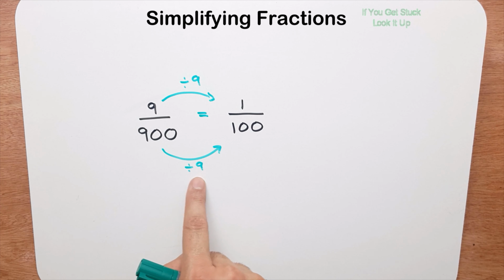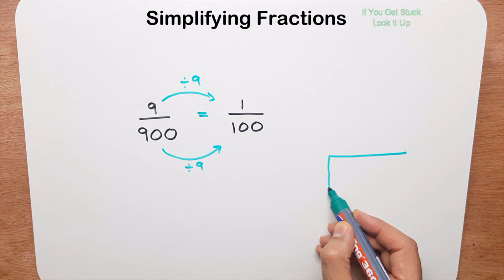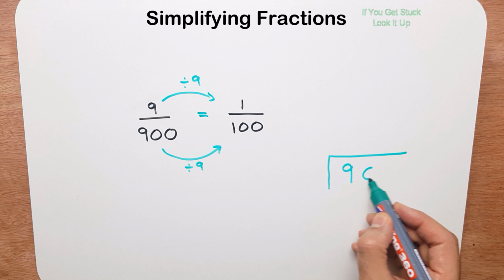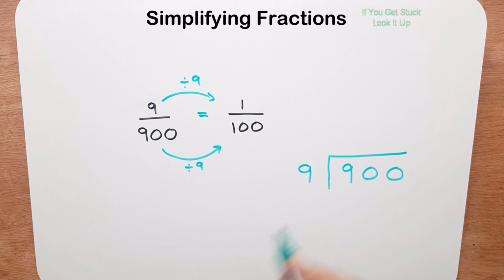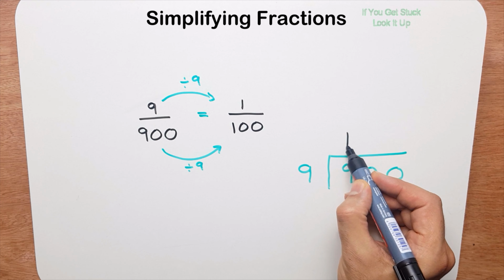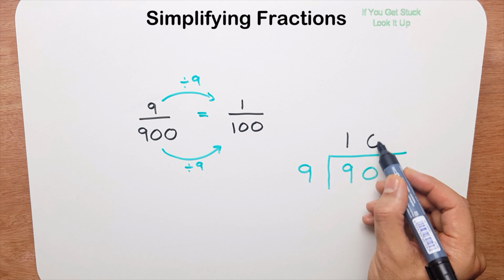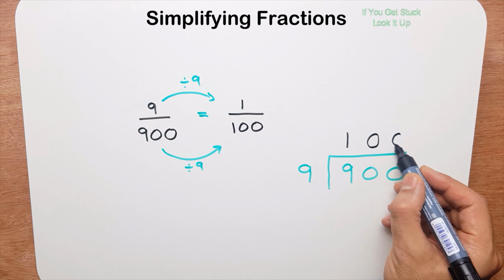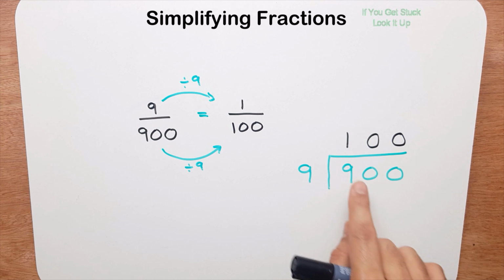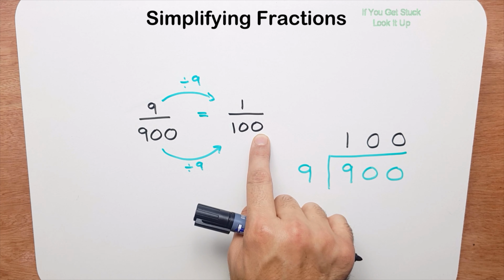Let me just go through this on the side here. So I've got the bus shelter. I put 900 on the inside and I put this 9 on the outside. How many 9s are there in 9? There's 1. How many 9s are there in 0? 0. So we can stop. So our answer is 100, and that 100 goes at the bottom there.